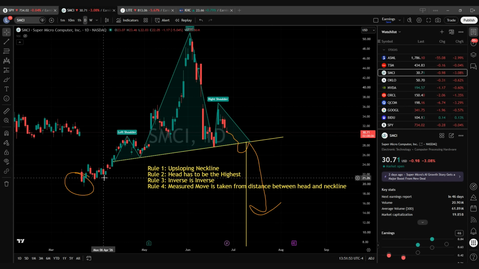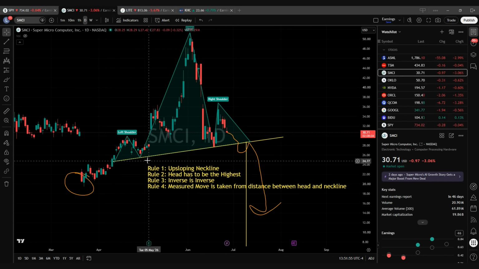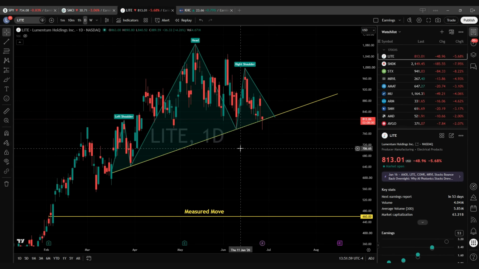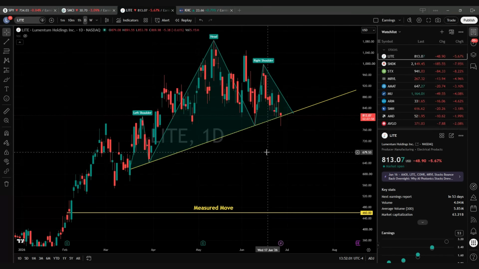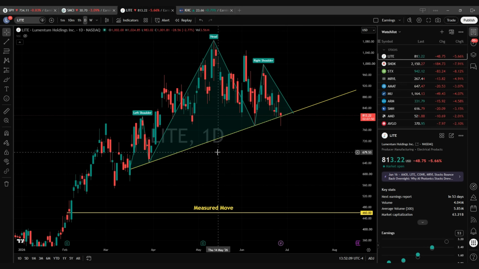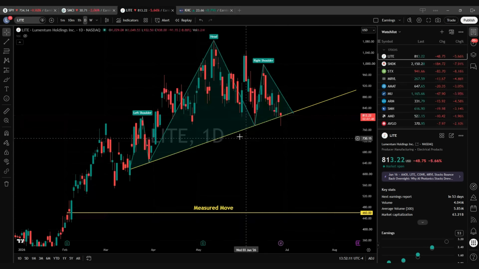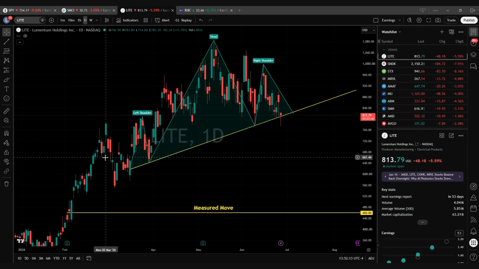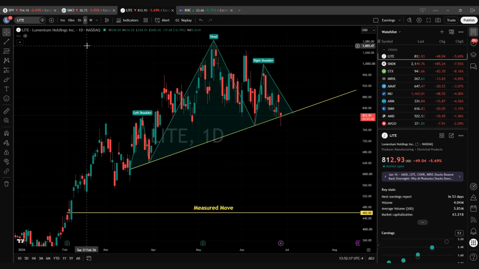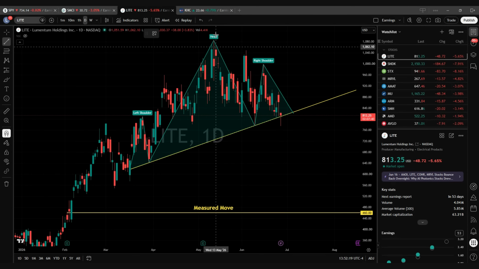We're going to go over a couple more plays that might be a little closer to playing out, like LITE. Now, LITE also has a beautiful head and shoulders pattern. I kind of cheated for you guys. I gave you the head and shoulders pattern immediately. But again, remember the rules. Upsloping neckline. Head is the highest. And what is that measured move?